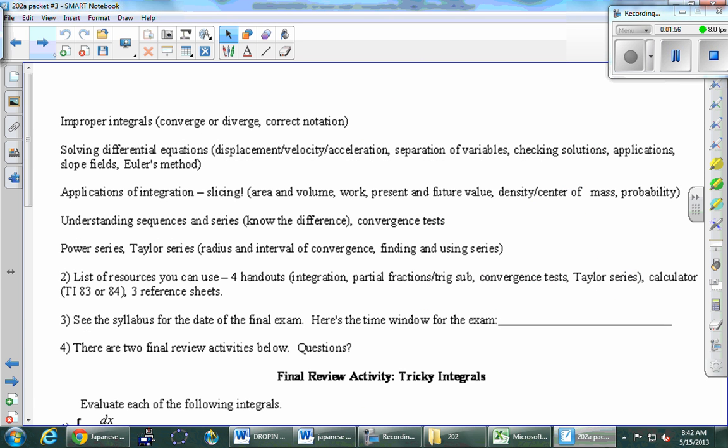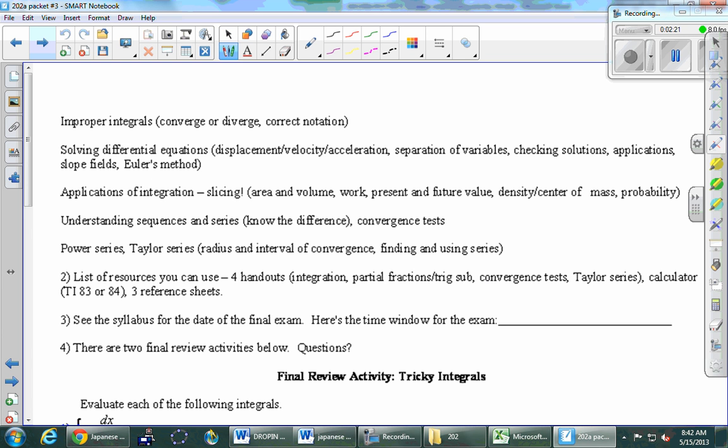On the next page, we talked about improper integrals. There were two kinds. Improper integrals are one where there's an infinity or a minus infinity on the integral, or where there's an infinite discontinuity in between those limits on the integral. So we'd like to know whether they converge or diverge, and we need to make sure we can use correct notation.